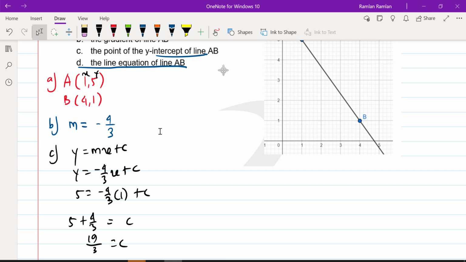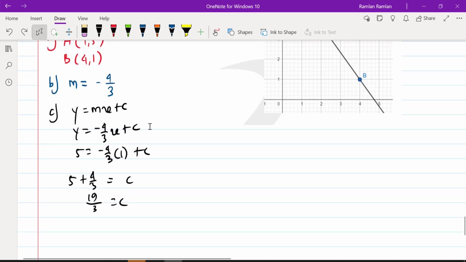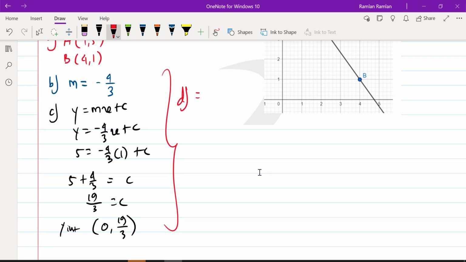Okay, before we go to the line equation, question C is the point of the y-intercept. So this is actually going to be the y-intercept, which means that the coordinates of the y-intercept are going to be (0, 19 over 3). Okay, so the last question is the line equation of line AB. If you have a gradient and the c value here, you only need to plug that in. So question D, that'll be y equals negative 4 over 3 x, where negative 4 over 3 from here is the gradient, and then plus 19 over 3, and that is this one over here, and we're done.